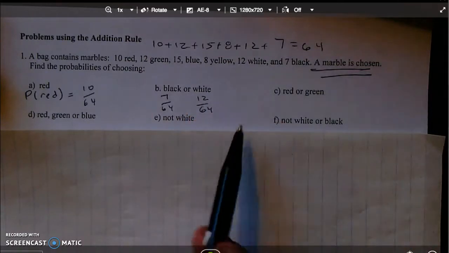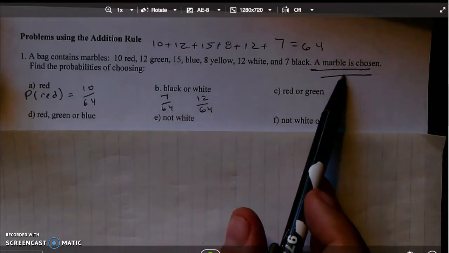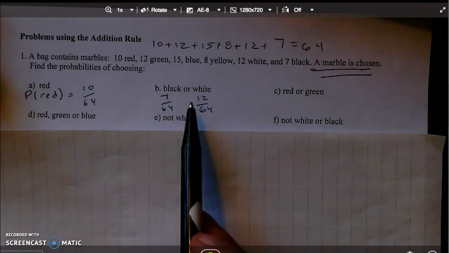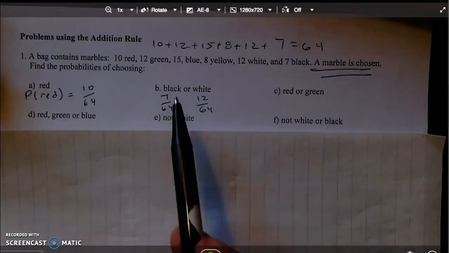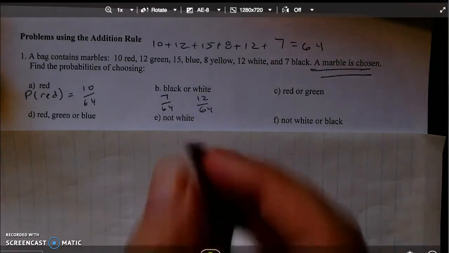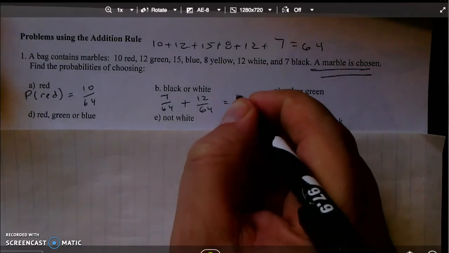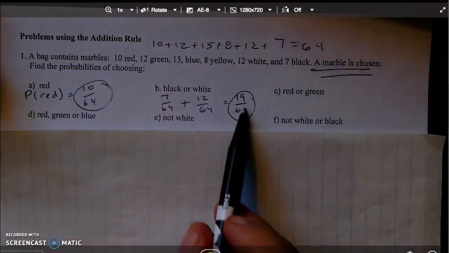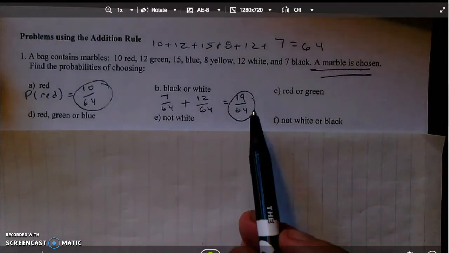And what does the addition rule tell me? This is an or. It's one or the other. I'm only picking one marble, so I can't pick a black and a white at the same time in the same draw. So that means I can simply just straight out add those. And then I'm going to get 19 out of 64, right? So we're done with that one. Good job. And again, this is going to be a number between 0 and 1. Any valid probability is a number between 0 and 1.